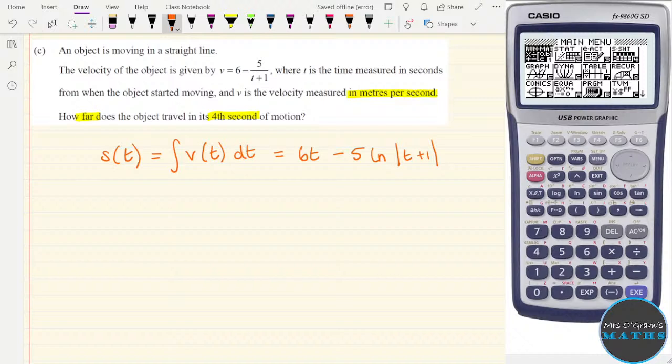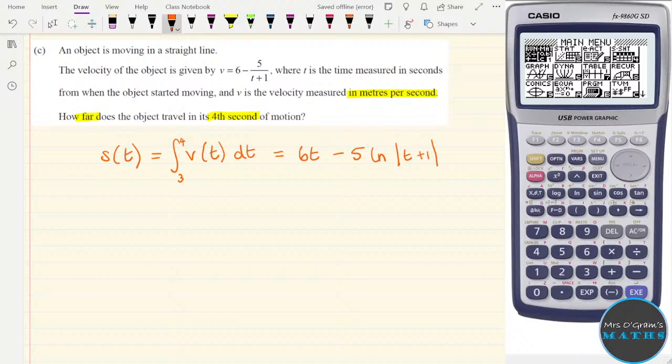We are integrating between, we're wanting to work out how far it's travelled in the 4th second. Now that means that we are integrating between the 3rd and the 4th to be able to get that distance that it travelled in the 4th second. Now the 4th second, that one often catches people out as to when do you stop and start for the 4th. Is it between 3 and 4, or is it between 4 and 5?